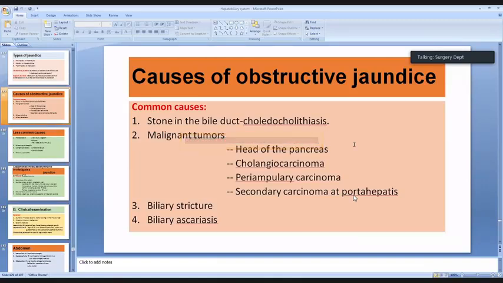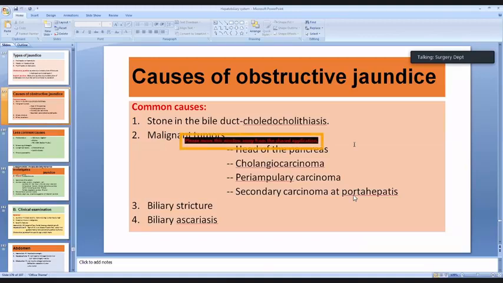Nobody can exactly explore where the source or origin is. Is it the pancreas? Is it the bile duct? Or is it the duodenum? That's why, from the morphological point of view, it is called periampullary carcinoma. And lastly, secondary carcinoma of the porta hepatis, or a secondary tumor involving any part of the bile duct, might produce obstructive jaundice. So the malignant causes are head of the pancreas tumor, cholangiocarcinoma, periampullary carcinoma, and secondary carcinoma at the porta hepatis.